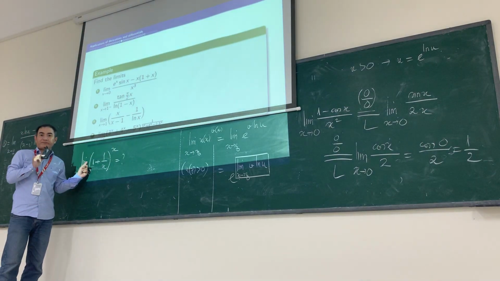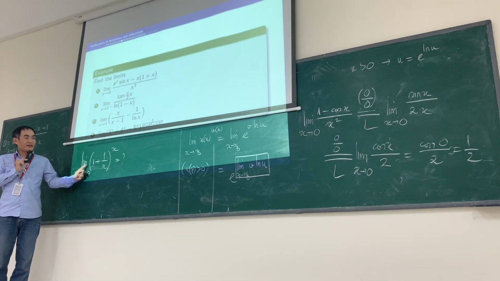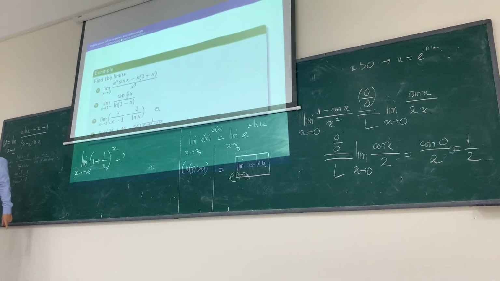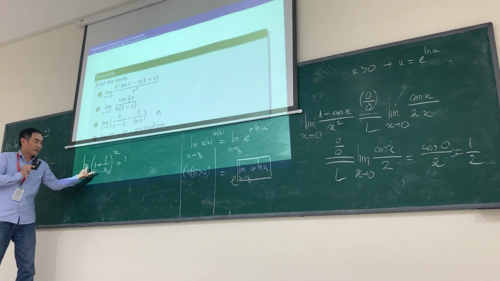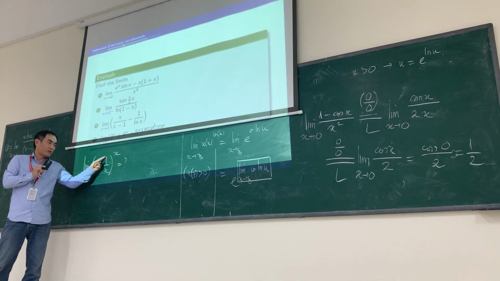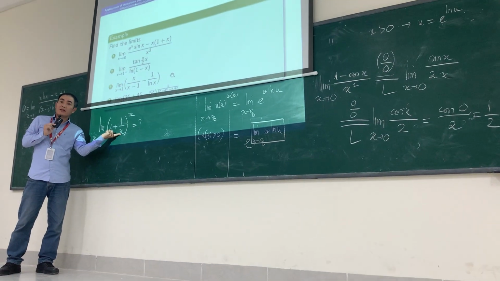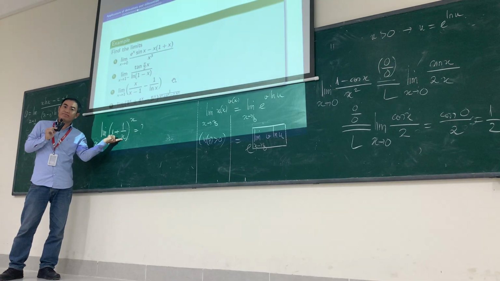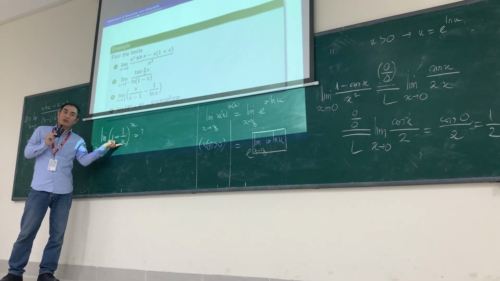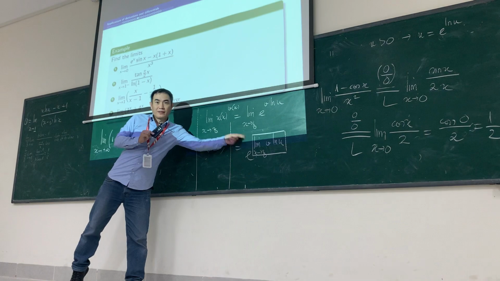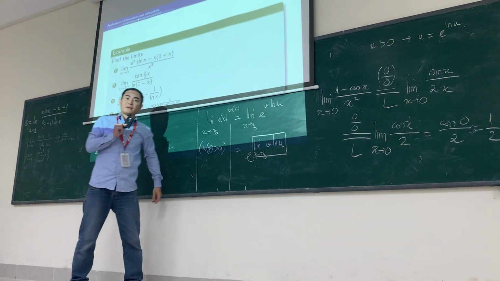Find the limit. Now let's see. In this case, the function u is equal 1 plus 1 over x. When x tends to infinity, you can see the value here all the way positive. Okay? Positive. So we can use the expression here to do that.